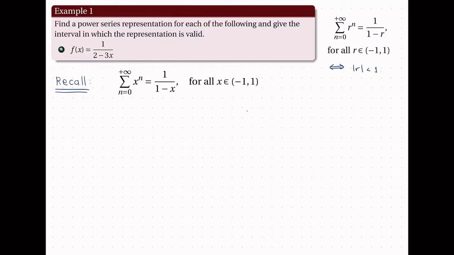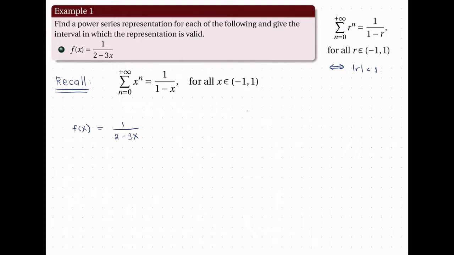So when we're given a function, itatry natin na isulat yung function natin as the form 1 over 1 minus r. Okay? Para magamit natin yung result na ito. Okay? So para mas maintindihan natin, try nating sagutan yung example na to. So we have f of x equals 1 over 2 minus 3x. Okay? So again, our goal is to write our function as something of the form 1 over 1 minus r.